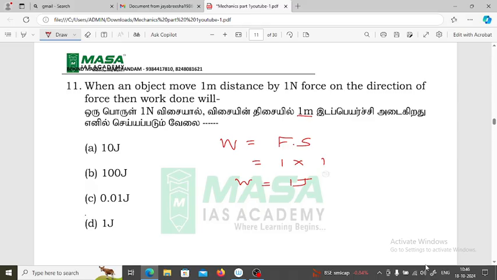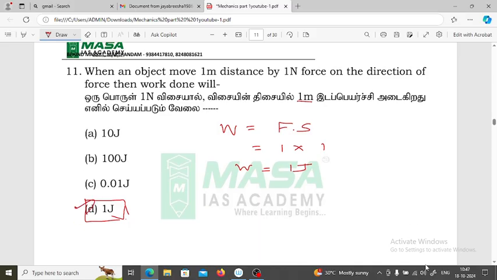Define 1 joule. அப்படினு question கேட்பாங்க. Define 1 joule. அப்படினா என்ன? What is 1 joule? ஒரு நியூட்டன் ஃபோர்ஸ் ஒரு பொருளுக்கு மேல செயல்பட்டு அந்த பொருளானது 1 மீட்டர் இடப்பெயர்ச்சியான அடையும் போது செய்யப்படுகின்ற வேலை 1 ஜூல் என வரையறுக்கப்படுகிறது. சப்ஸ்டிட்யூட் பண்ணாமலே என்ன செய்திரலாம்? இதுக்கு ஆன்சர் எழுதிரலாம். ஆப்ஷன் டி 1 ஜூல் is correct.